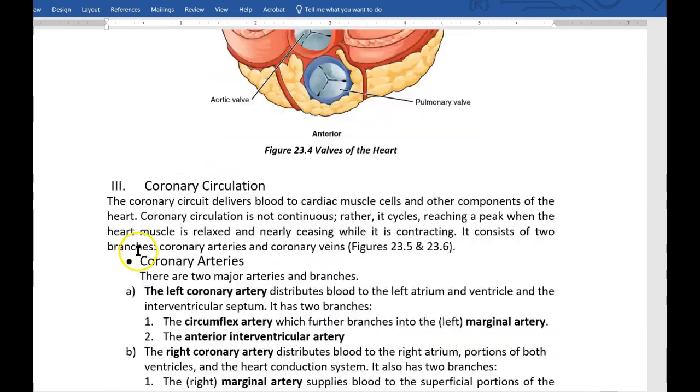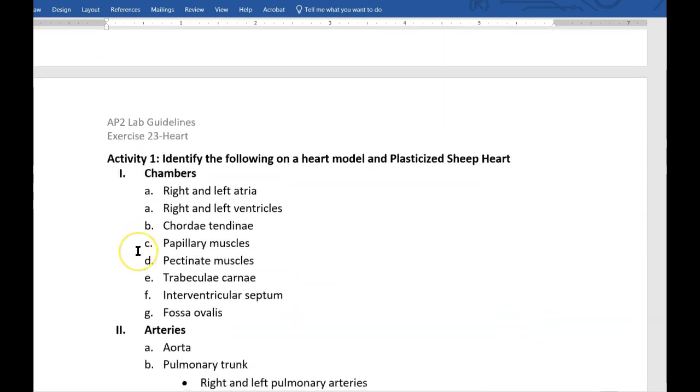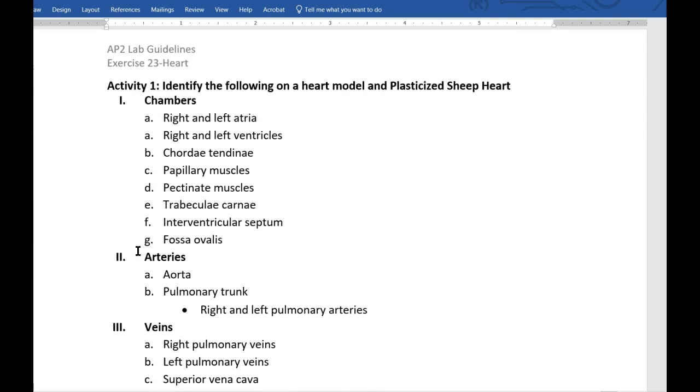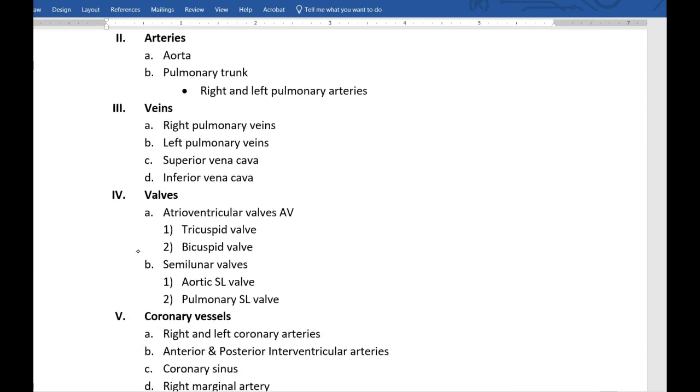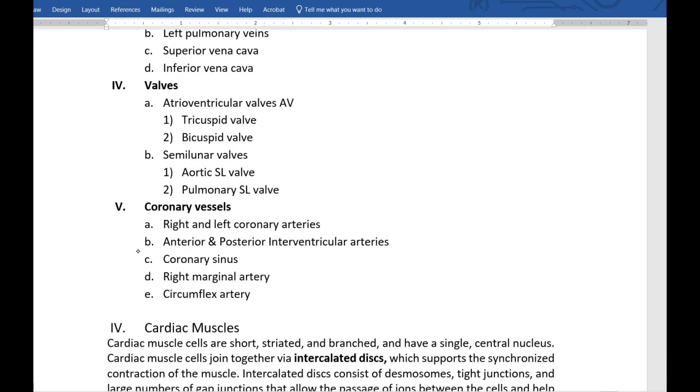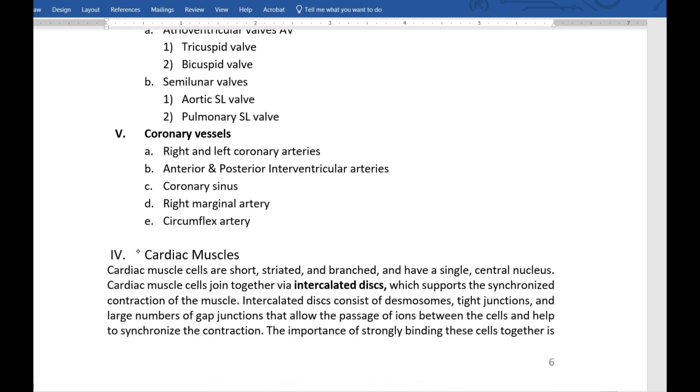Let me just check and make sure I've gone over all your stuff. Right, so we've done all of this and that, and we've identified all of these veins and the valves. Now we need to talk briefly about the coronary circulation.